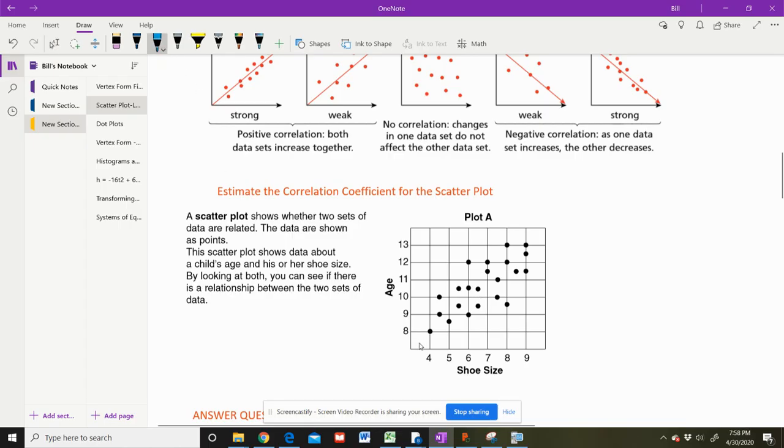So I'm going to try to draw a trend line through this. If I had to go like that, what would you say? Is that positive, negative? Is it strong, weak? And I'm going to stop and ask you the question right now in Edpuzzle.